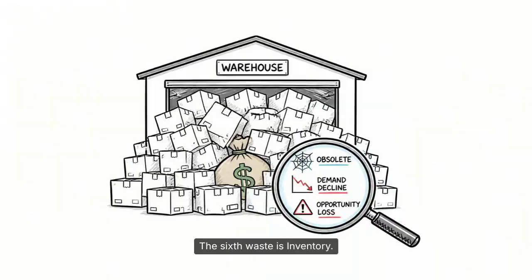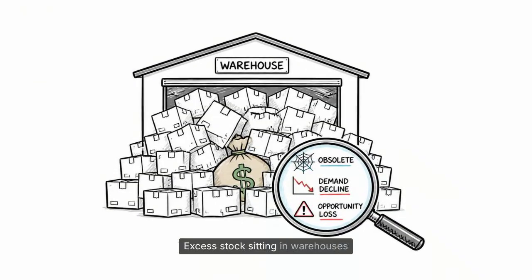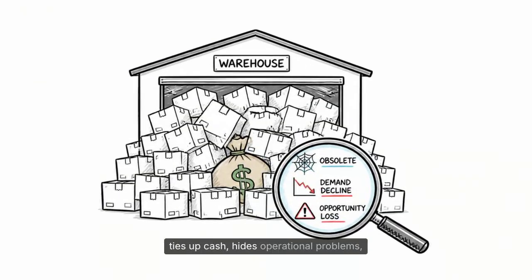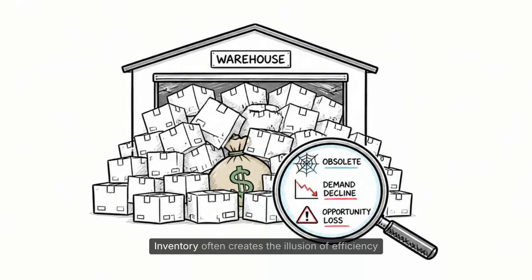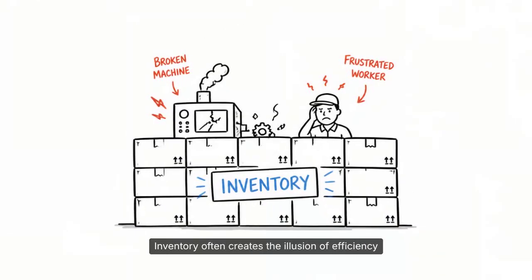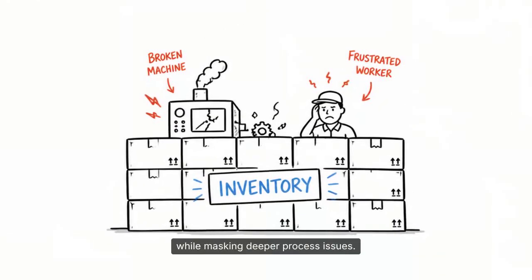The sixth waste is inventory. Excess stock sitting in warehouses ties up cash, hides operational problems, and increases storage costs. Inventory often creates the illusion of efficiency while masking deeper process issues.